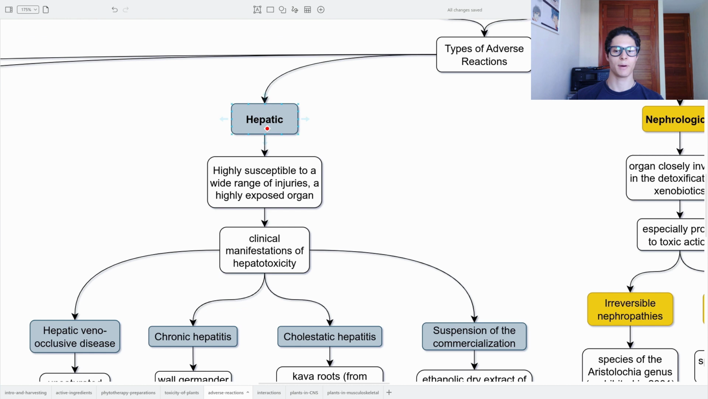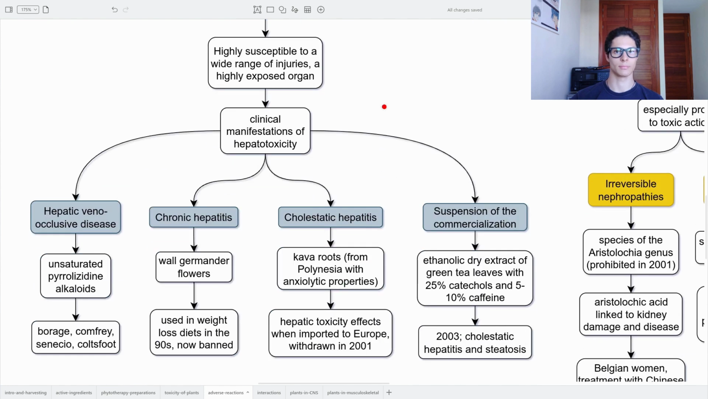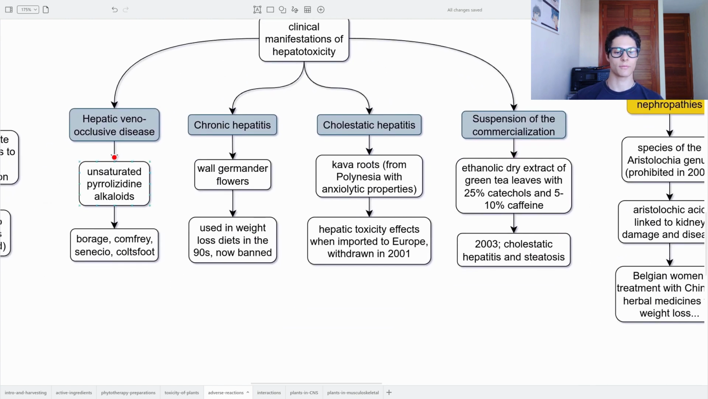And then we have hepatic adverse reactions. So the liver is highly susceptible to a wide range of injuries, and it's a highly exposed organ because the majority of xenobiotics go through the liver. Clinical manifestations of hepatotoxicity, we can have three mainly. The hepatic veno-occlusive disease, which is caused by unsaturated pyrrolizidine alkaloids, again, that we can find in the borage, comfrey, senecio, or coltsfoot. We talked about this before.